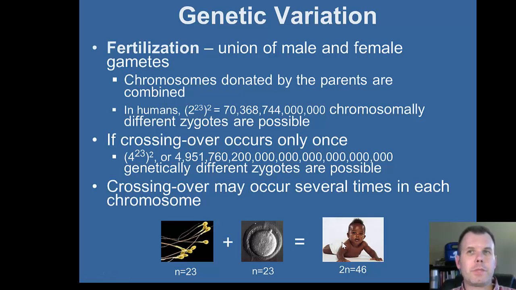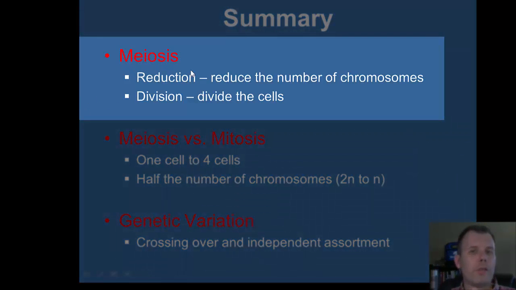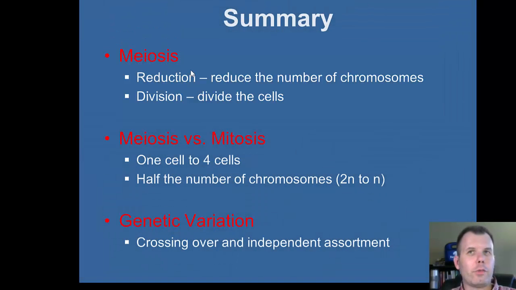Okay? So to summarize, meiosis is the process of a special cell division in which you first reduce the number of chromosomes and then divide the cells. We call this reduction division. This is important because you want to make sure your offspring have the right number of chromosomes. If you don't reduce, you don't get the right number of chromosomes, that leads to genetic abnormalities and issues, and we're going to look at that in another lecture.